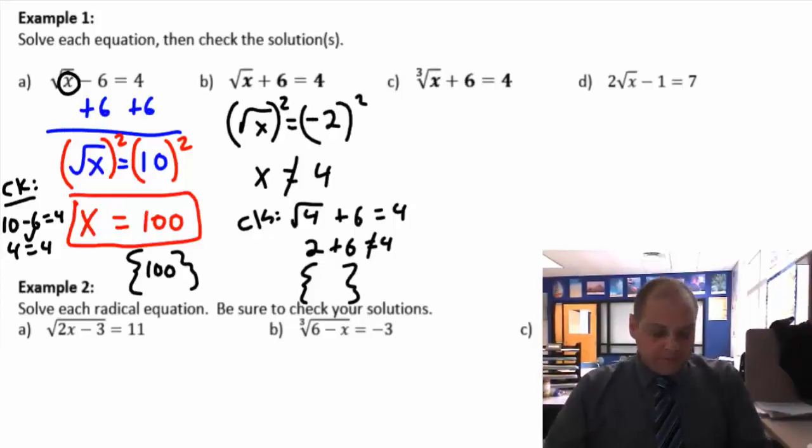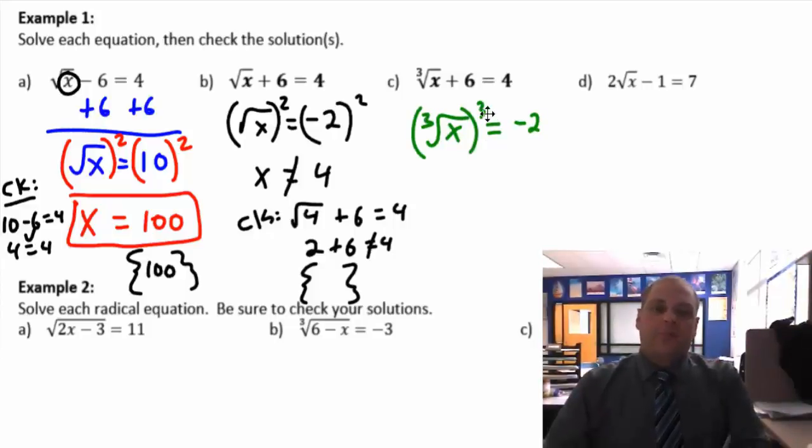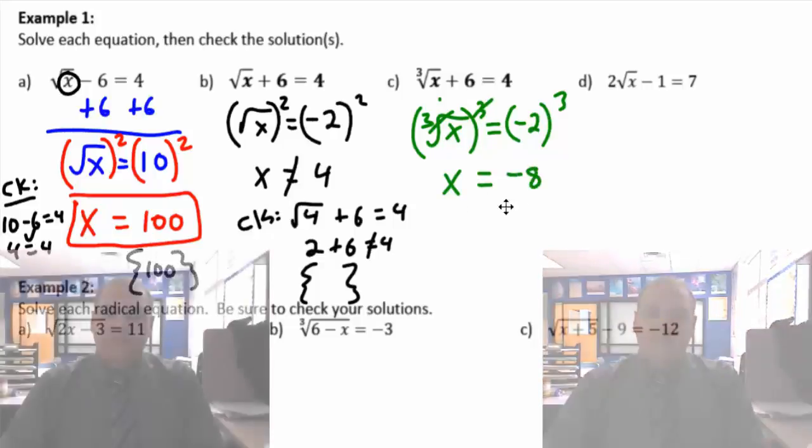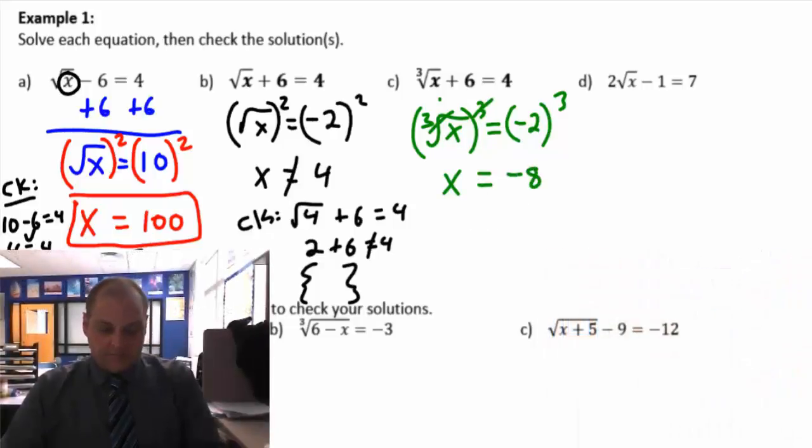Cubic roots, same thing. The cubic root of x equals negative 2. This time, instead of squaring it, we're going to raise it to the third power, because the opposite of a cubic root is a cube. So we're going to raise it to the third. That cancels out, leaving us with just x equals negative 8. Now we have to check.